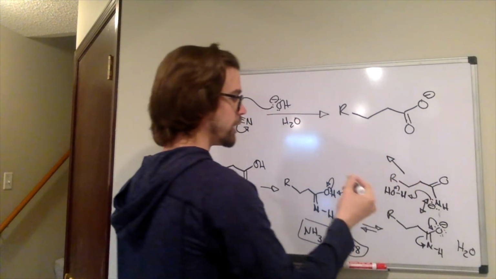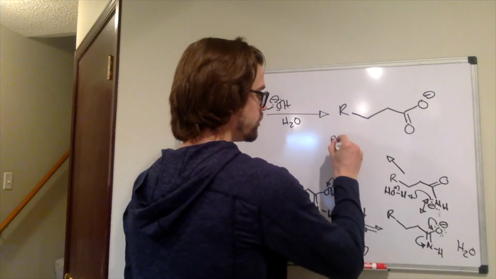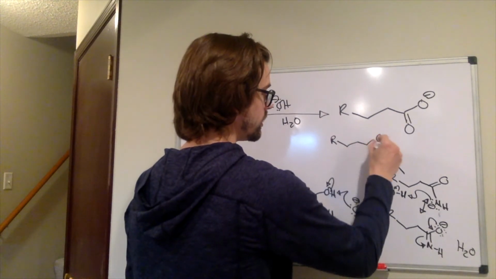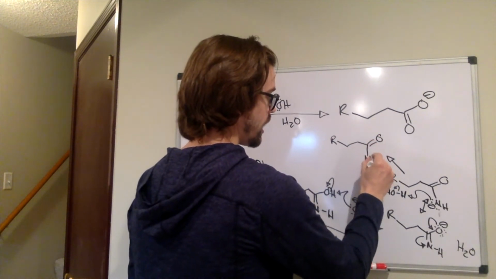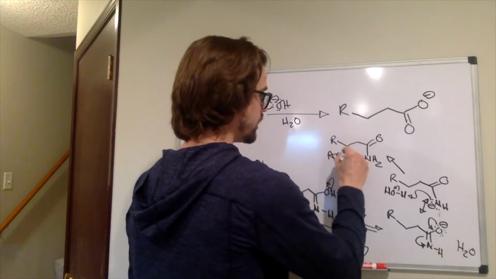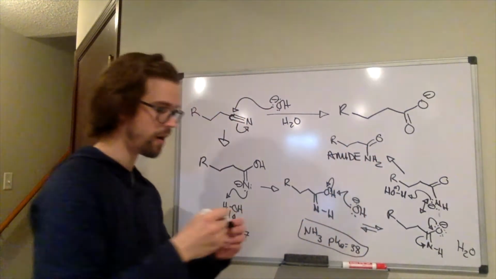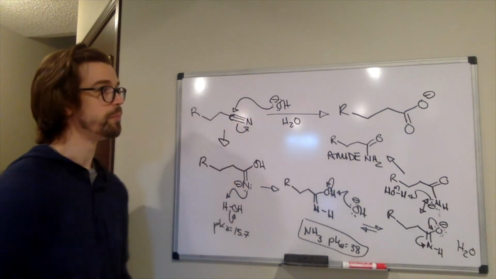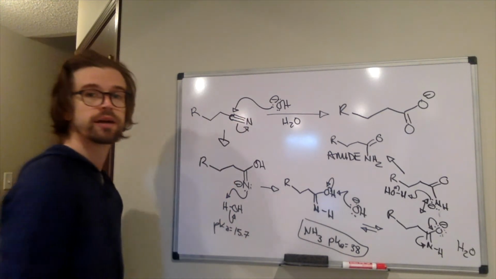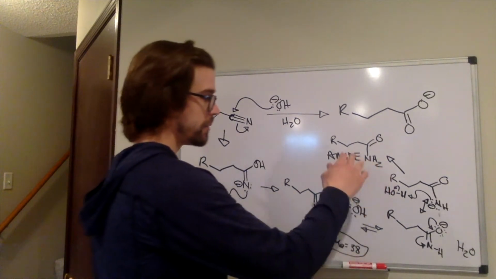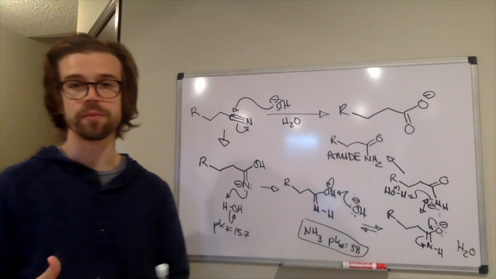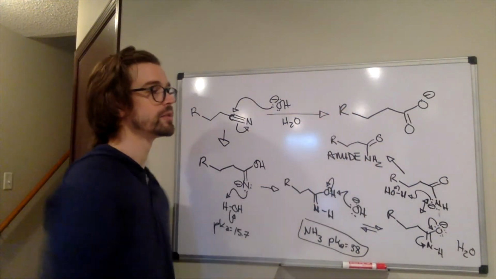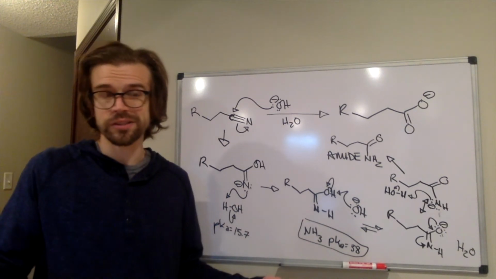That would be a single directional arrow to make us the amide. So we have an amide here. So we've shown how if we treat nitrile with base and water, we're essentially converting the nitrile to an amide. How do we get from the amide to the carboxylate? Well, we just talked about that.